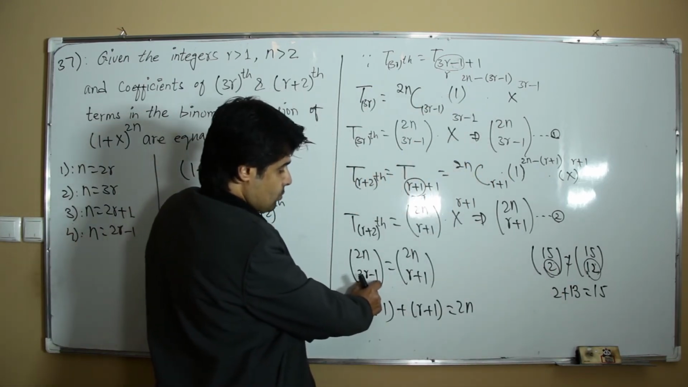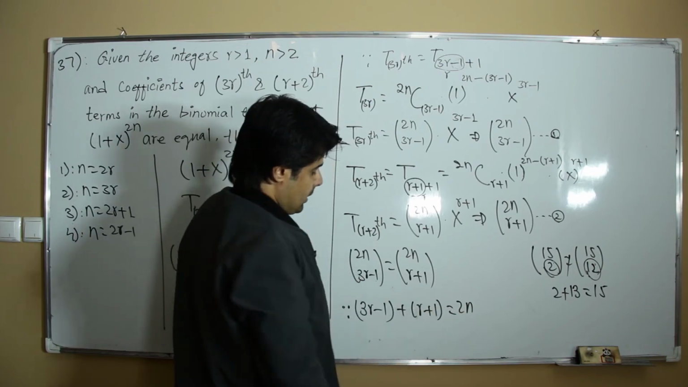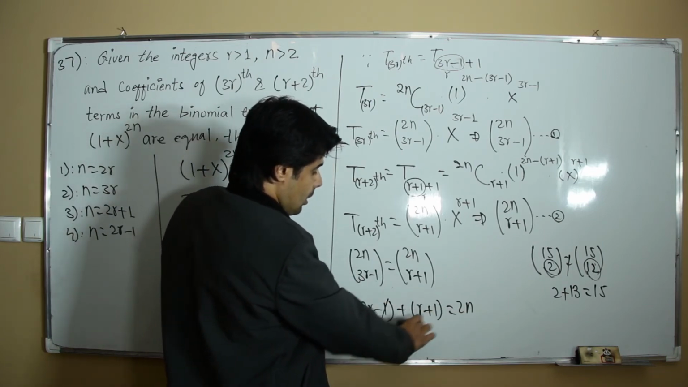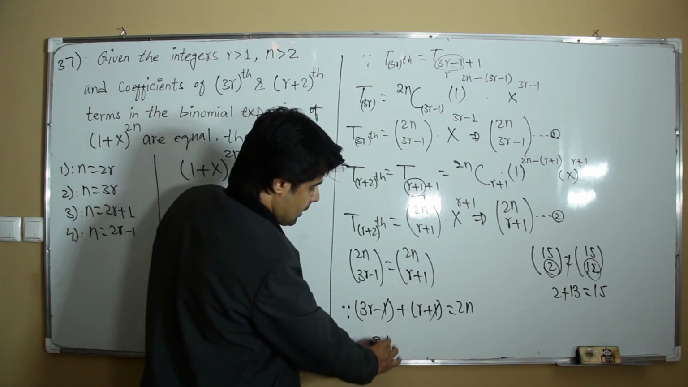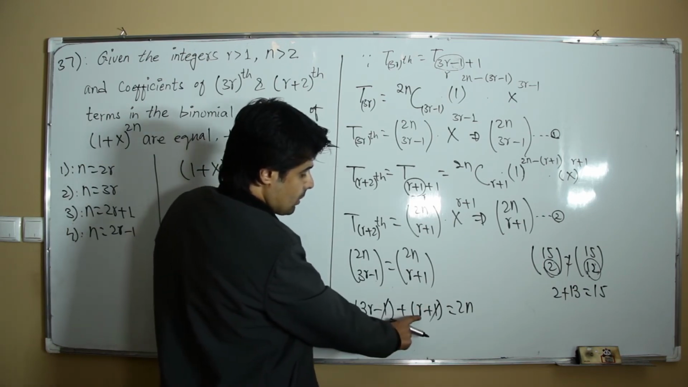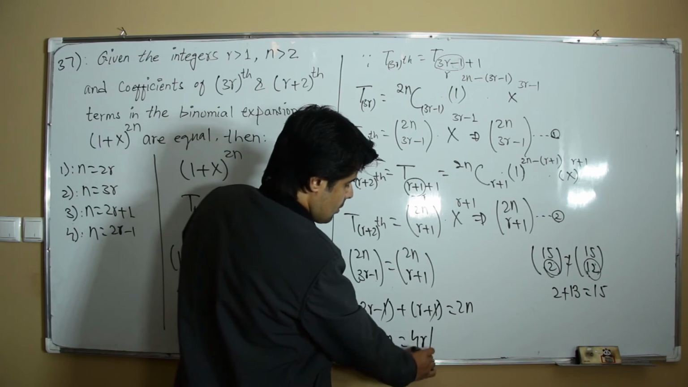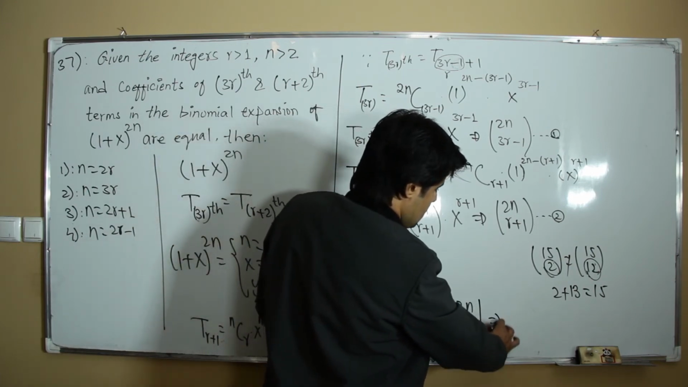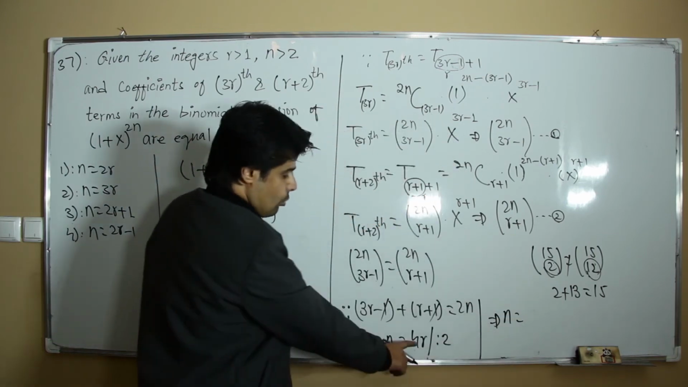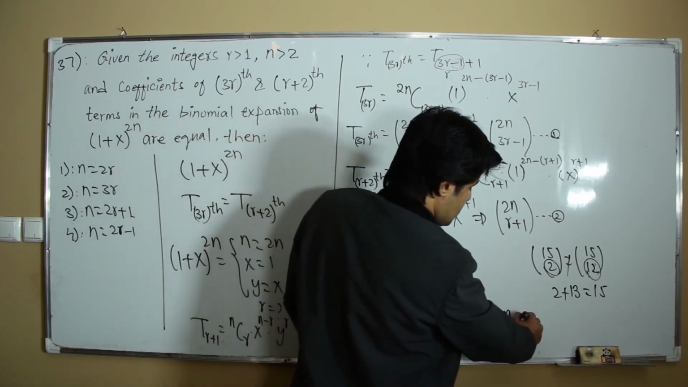3r minus 1 with this one should be 2n. Now you know r minus 1 plus 1 is cancelled, so you have 2n is equal to 3r plus r, which is 4r. Divide both sides by 2, you will find n is equal to 4r divided by 2, it is 2r.